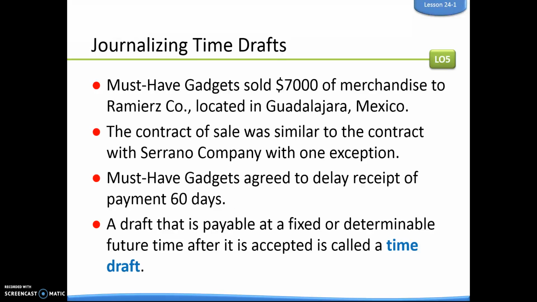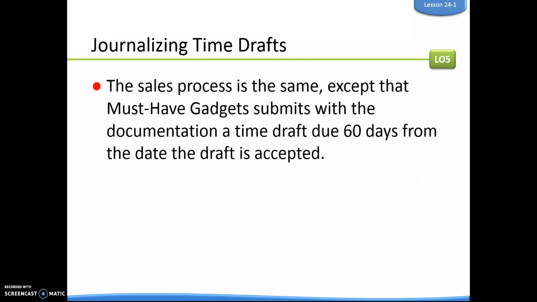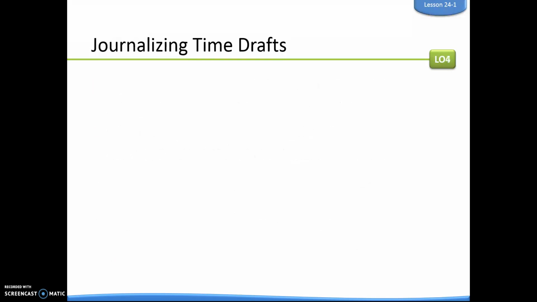So instead of doing a site draft, remember a site draft is as soon as they receive it, they make the payment. When a company gives that delay of receipt, essentially what they're doing is giving a time draft. So a time draft is simply a draft that's payable at a fixed or determinable amount of time, some date in the future. Okay. What that looks like then is the sales process is the same, except that they're not actually receiving cash at this point in time.